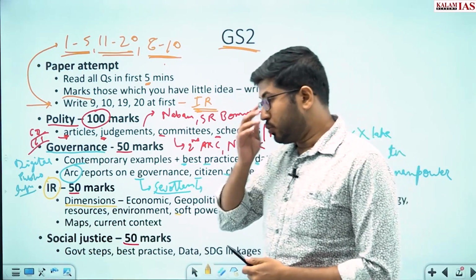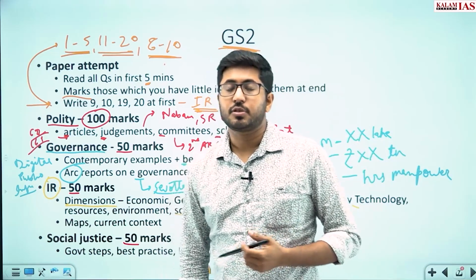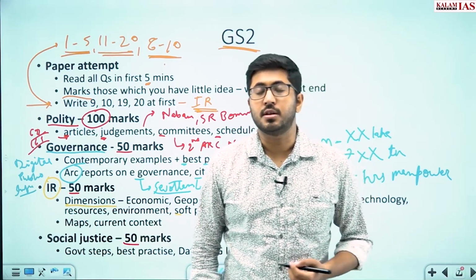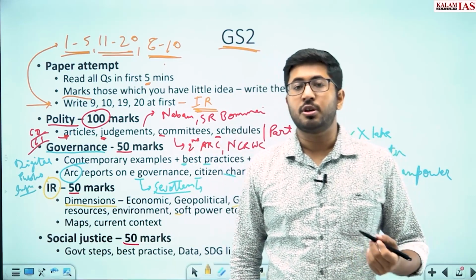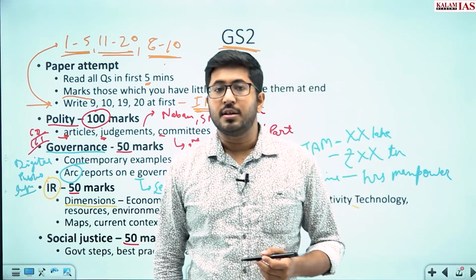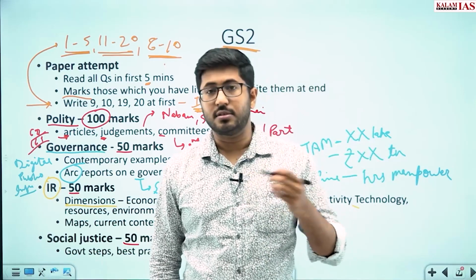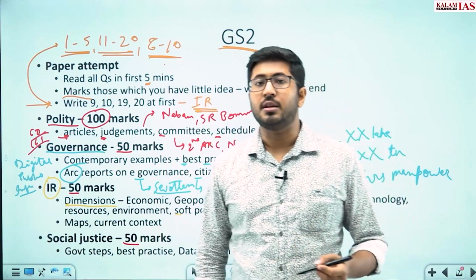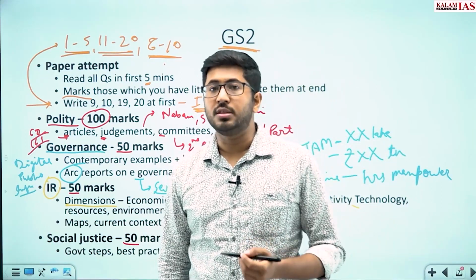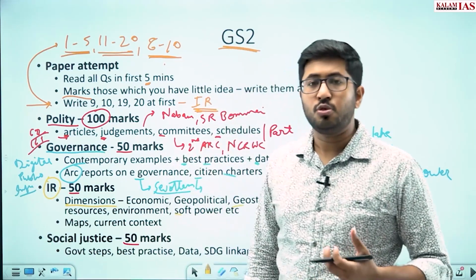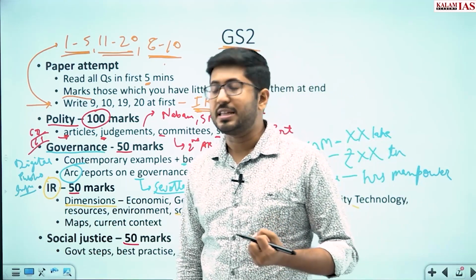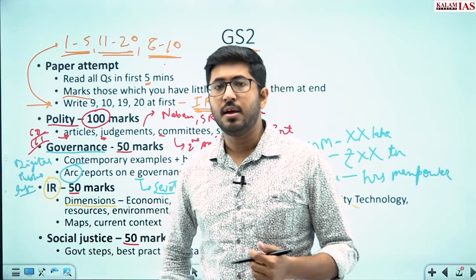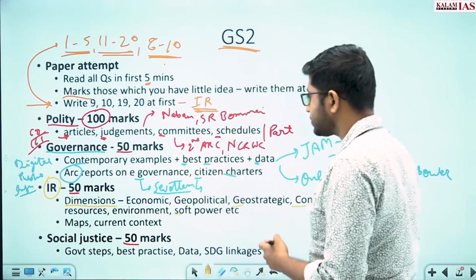And then you have to use a lot of keywords in IR. For example, rule-based world order, multipolar world, inclusive security architecture, leadership in the Indian Ocean, Indo-Pacific region, or the SAGAR doctrine, that is, Security and Growth for All in the Region. These are the very cliche or standard keywords of IR that you have to practice over a period of time and use in your answers.